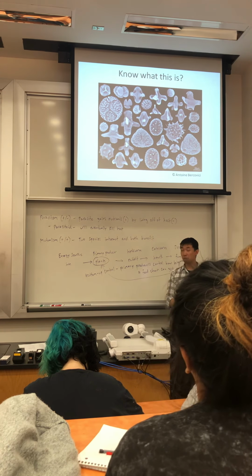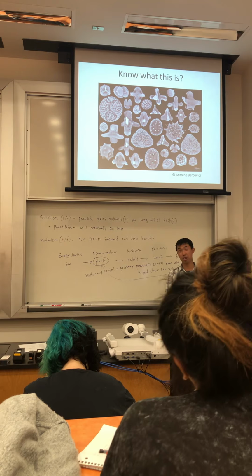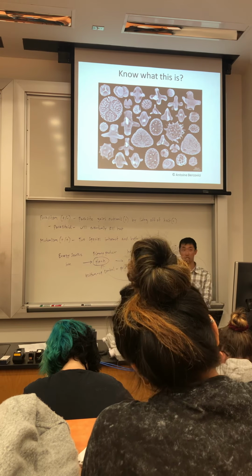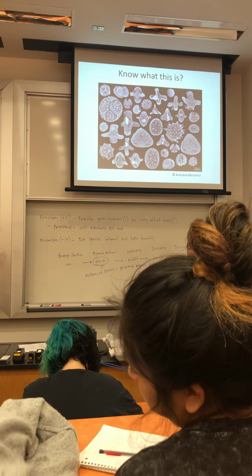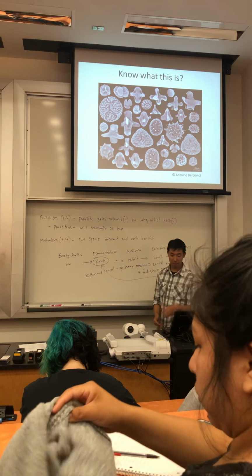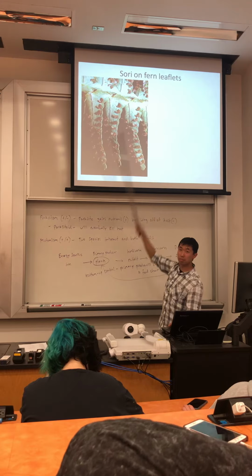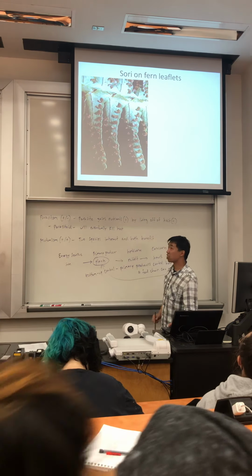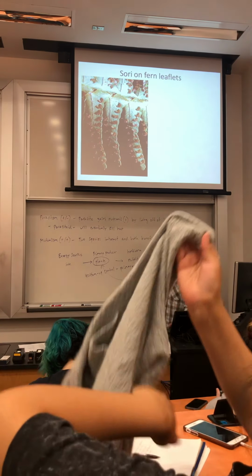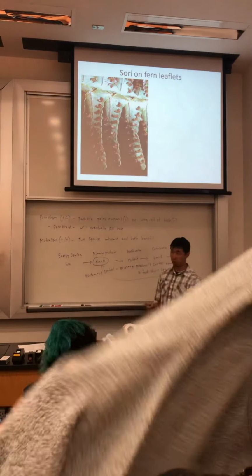Remember how the gymnosperms have the male cones and the female cones? The male cones release pollen, right? What are the things on the ferns again? Those little dots? Sori. These things. Oh, okay. So remember, the gymnosperms and the angiosperms utilize pollen, but only the angiosperms produce flowers.